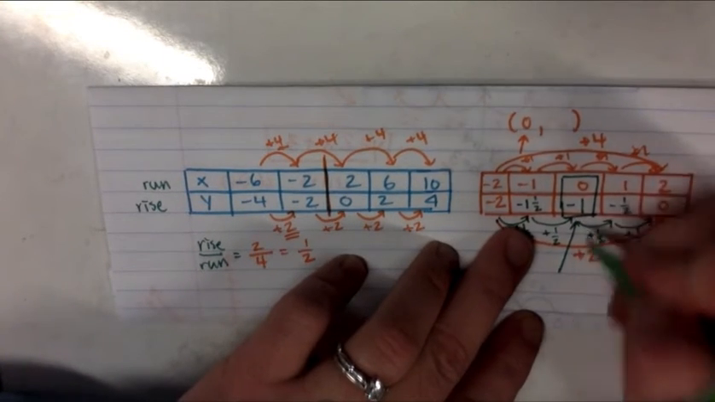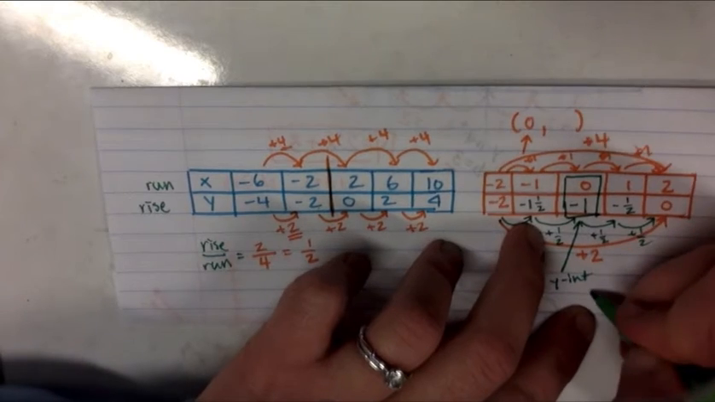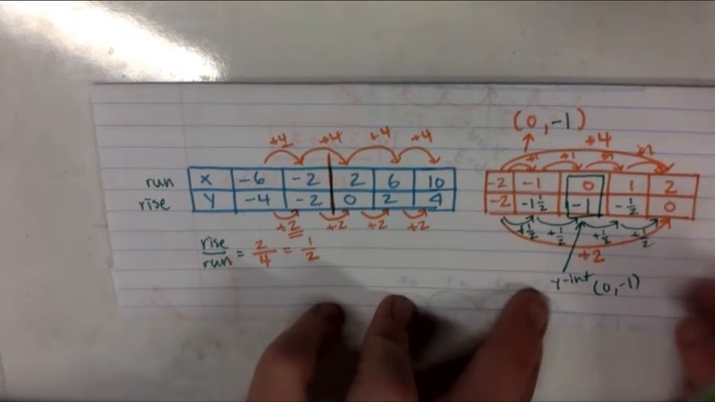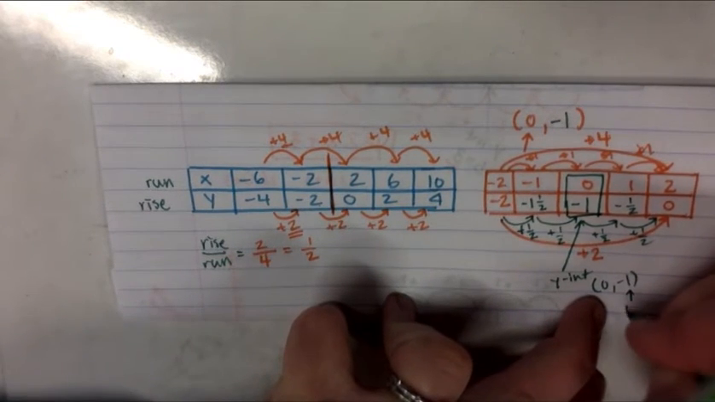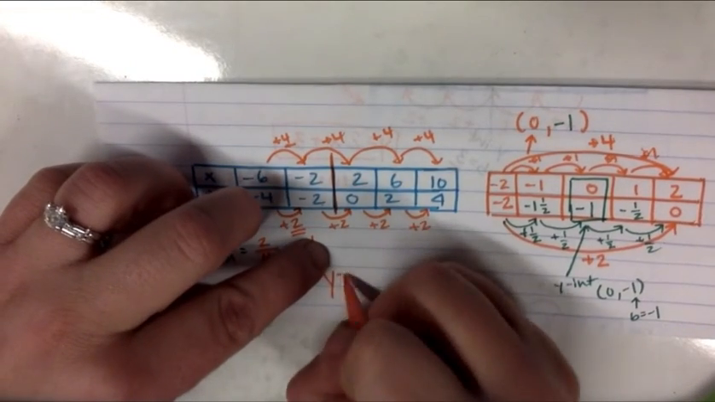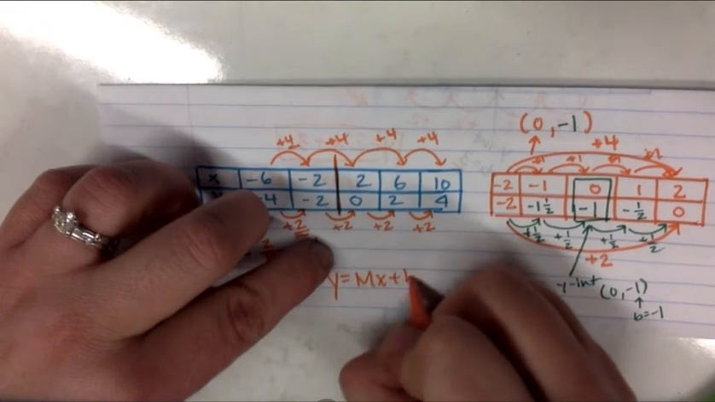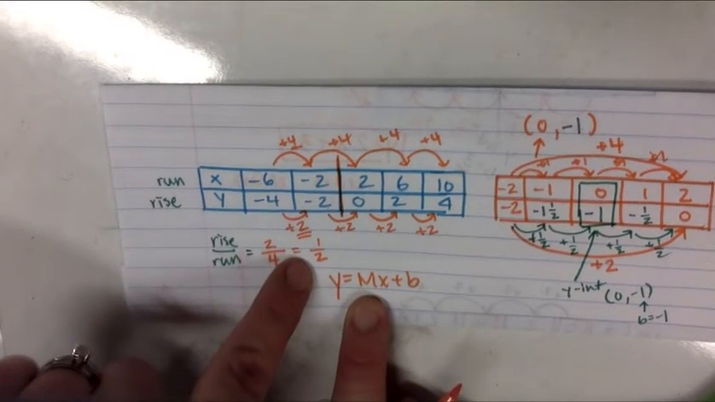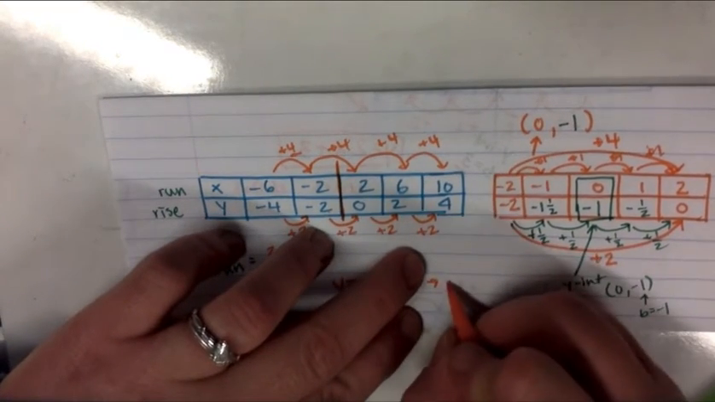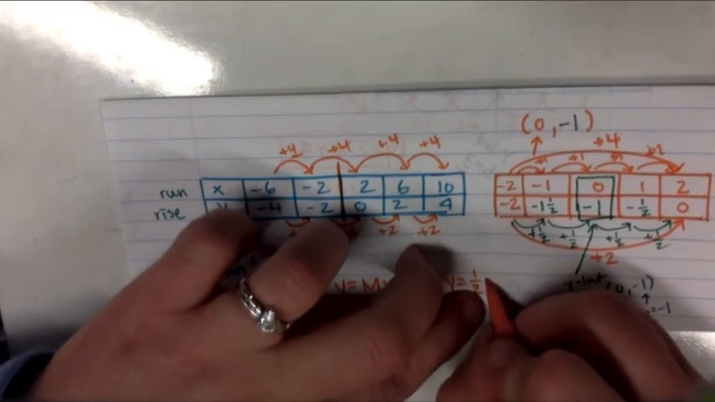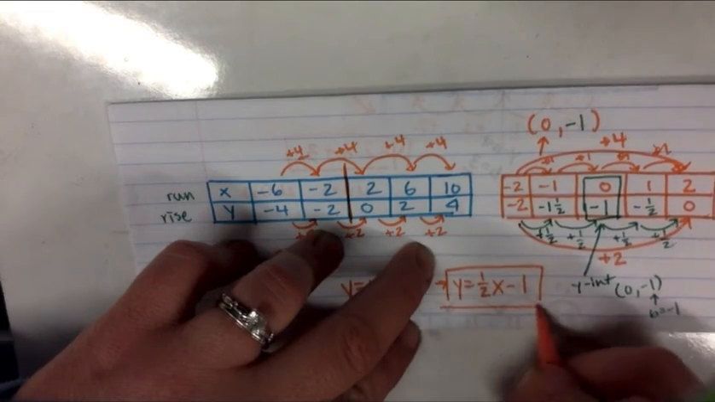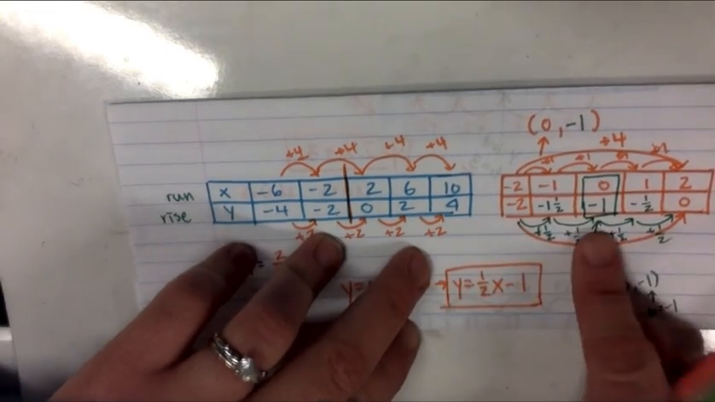So now I can say this right here is my y-intercept. So my y-intercept is (0, -1). Well, I could actually put that here, -1. So my b value is just simply that -1. So now I can create my equation. y is equal to mx plus b. Instead of writing m, I'll be writing 1/2. Instead of writing b, I'll write -1. So this transforms into y equals 1/2 x minus 1 as my final equation for this table here.